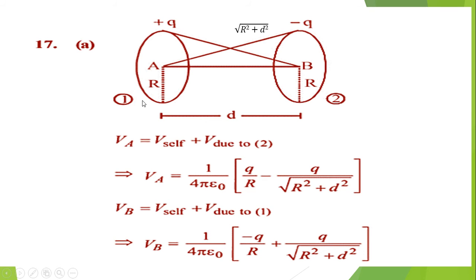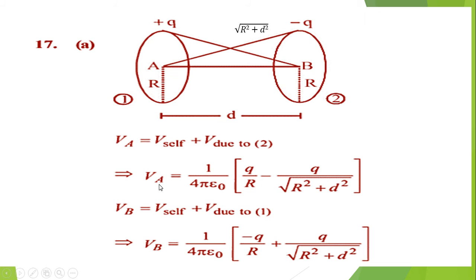First, we find the potential at the center of ring A. The potential at the center of ring A is equal to the potential of ring A itself plus the potential of ring B at the center of ring A. Is it clear? Again, repeating: the potential at the center of ring A equals the potential of ring A itself plus the potential of ring B at the center of ring A.